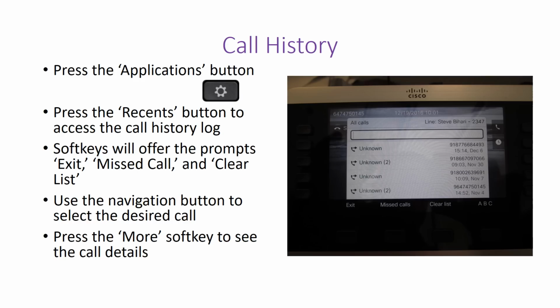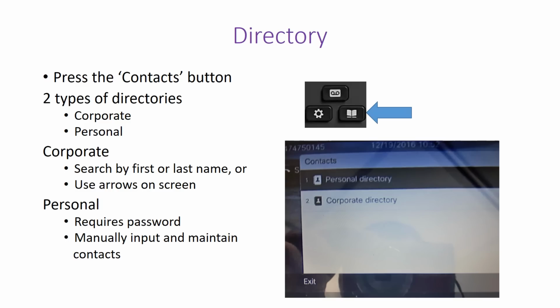To access your call history, press the Settings button and then press the Recents button to access the call history log. The prompts tied to the soft keys will provide the options Exit, All Calls, Missed Calls, and Clear List. Select the call list you desire accordingly. You can use the navigation button to select a specific call. You can then press the More soft key and then the Details soft key to see the call details from the selected call. If you want to view your redial list, simply put your phone on the cradle and press the down arrow key. To access your directory, press the Contacts button.